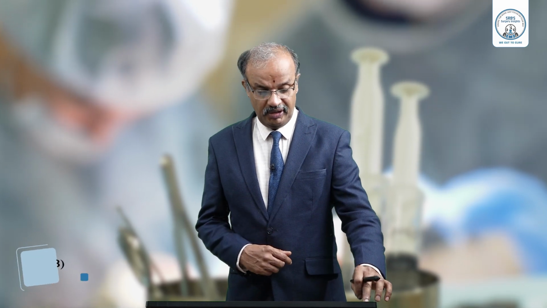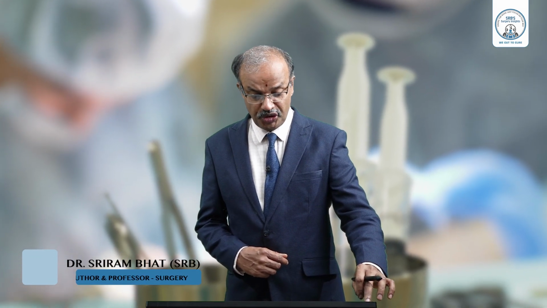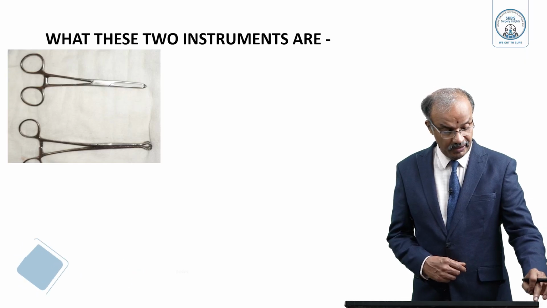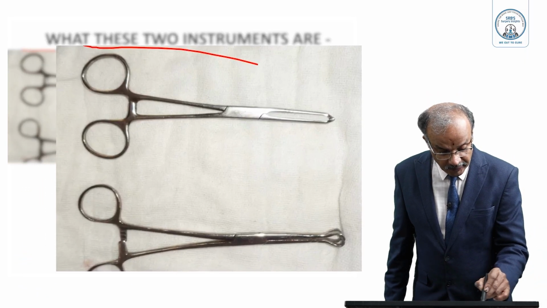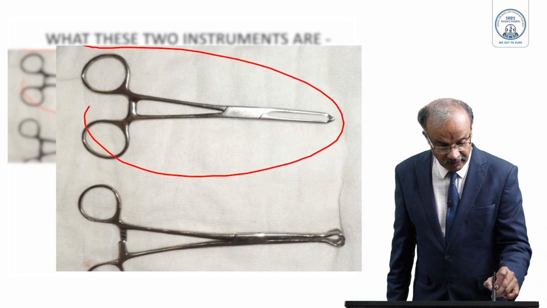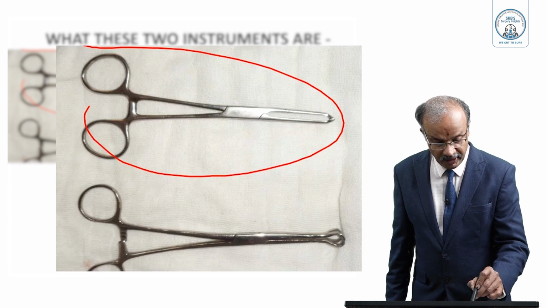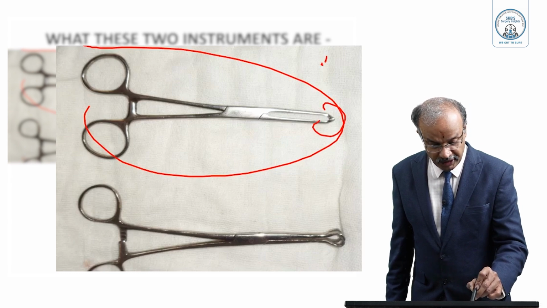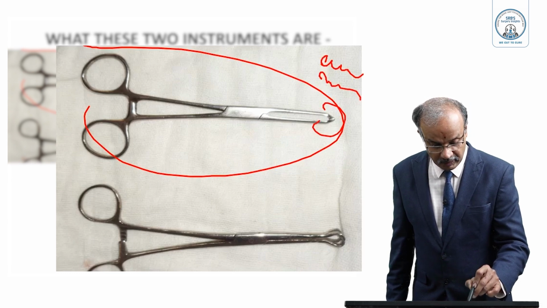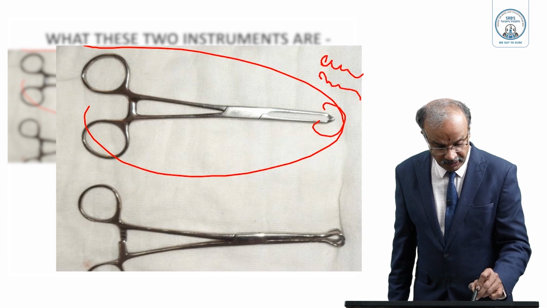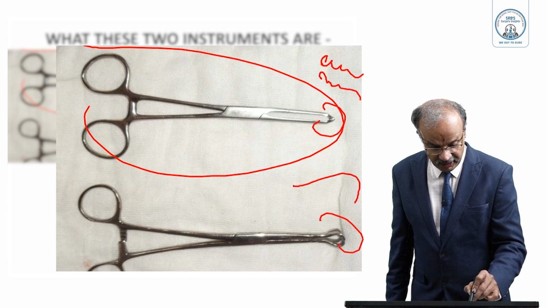Hello students, we'll discuss this instrument, a very common instrument. Just check what these two instruments are. Look at this. One is here, finger bows are there, proximal jaw instruments, and here you can see opposing teeth like this. Another is a different entity, same finger jaw, but there is a curvature like this.